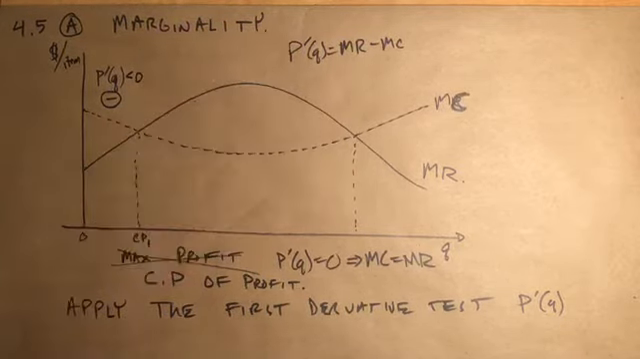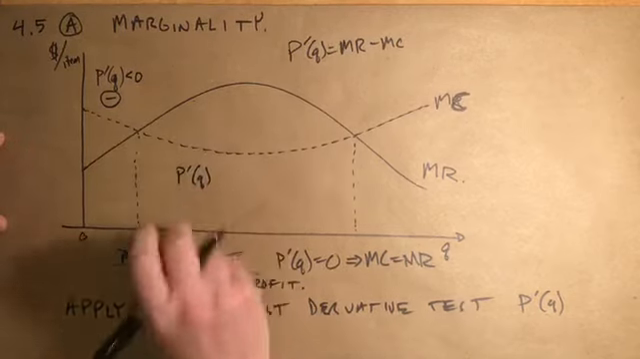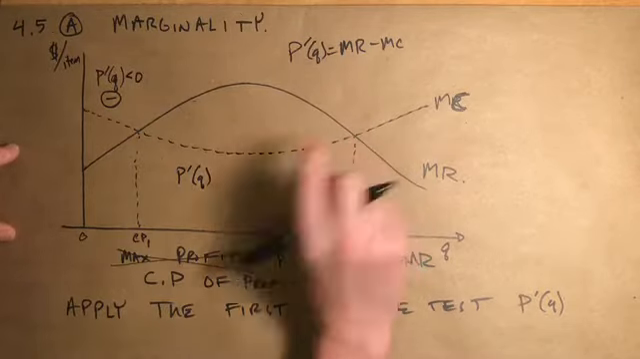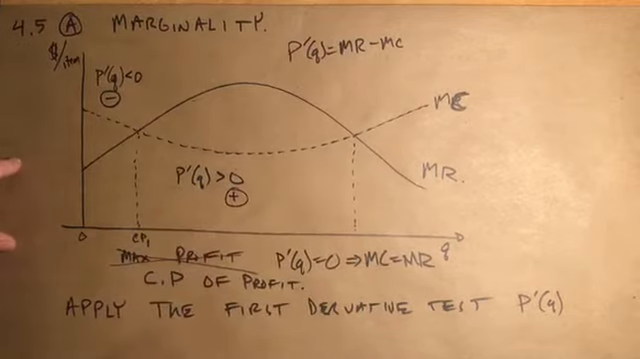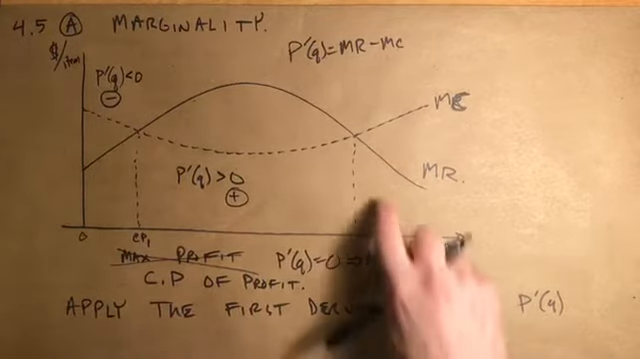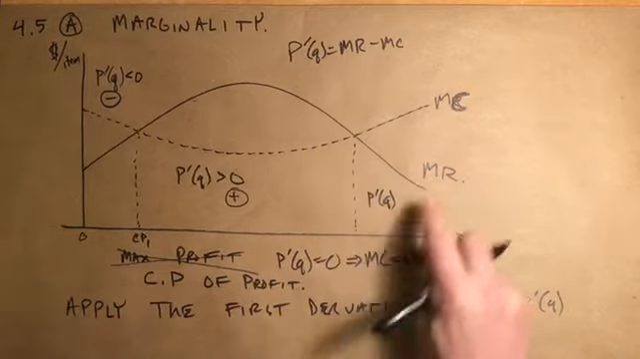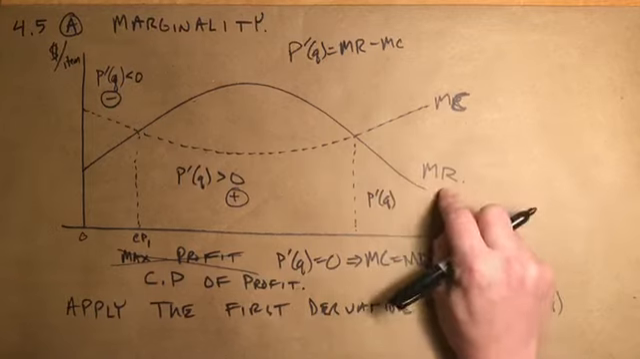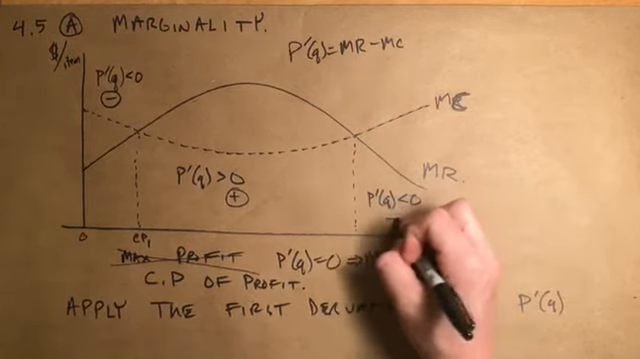What about in the center? Here, P prime of Q, the marginal revenue is greater than the marginal cost, and here it's a positive number. Finally, in this region, P prime of Q, the marginal cost exceeds that of the marginal revenue, and so we have a negative number again.